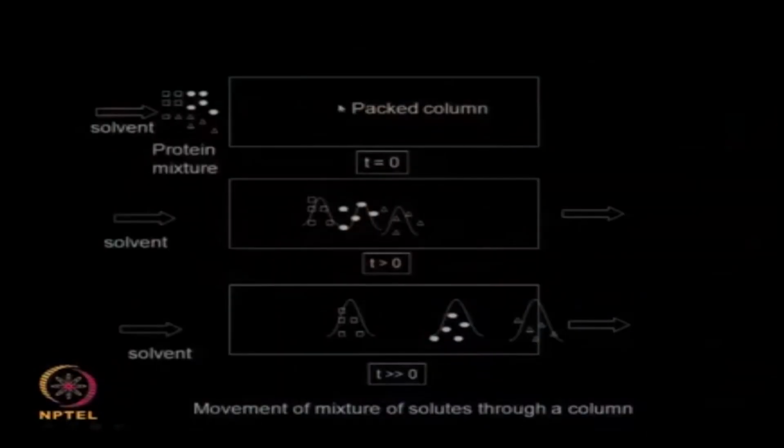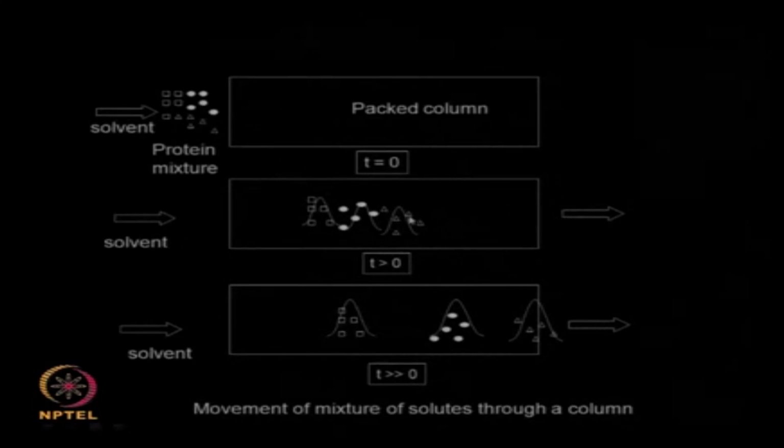So what happens, this picture tells you pictorially what is happening. So we have a packed column, and then we have a continuous solvent flowing through. You have a mixture of material that needs to be separated, which is fed from one end. So it could be a protein mixture. So like you may have square proteins, circular proteins, and triangular proteins. At time equal to 0, you are injecting this particular mixture.